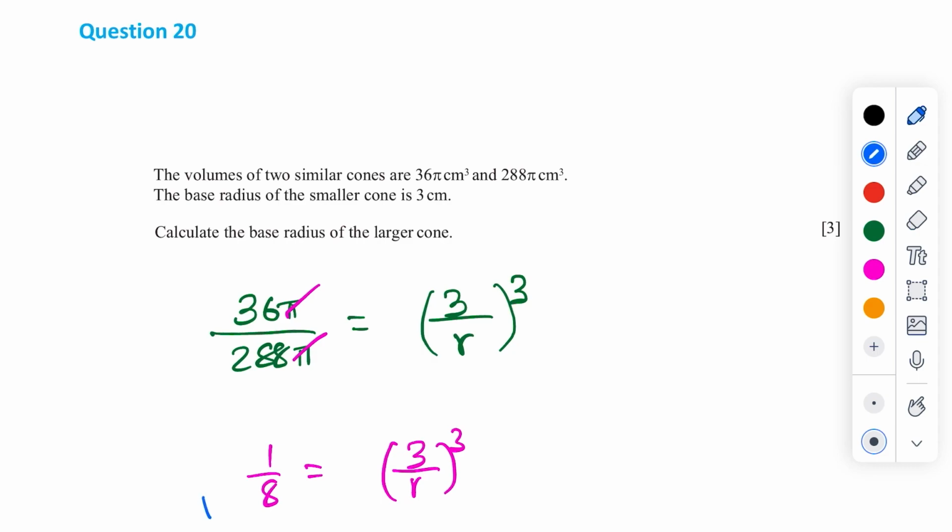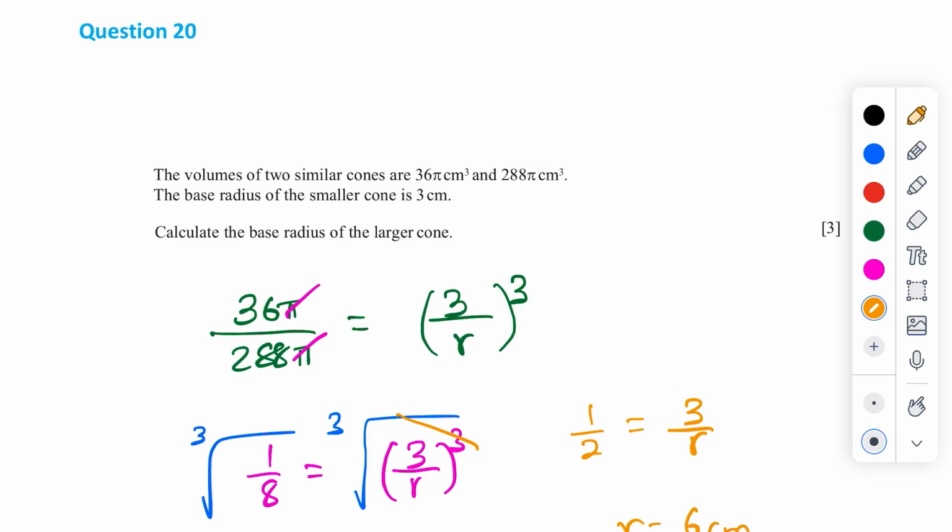Then what am I going to take? Cube root. Cube and cube root get cancelled. So 1 upon 2 equals 3 upon r. So r equals 6 centimeters. That's going to be the answer.